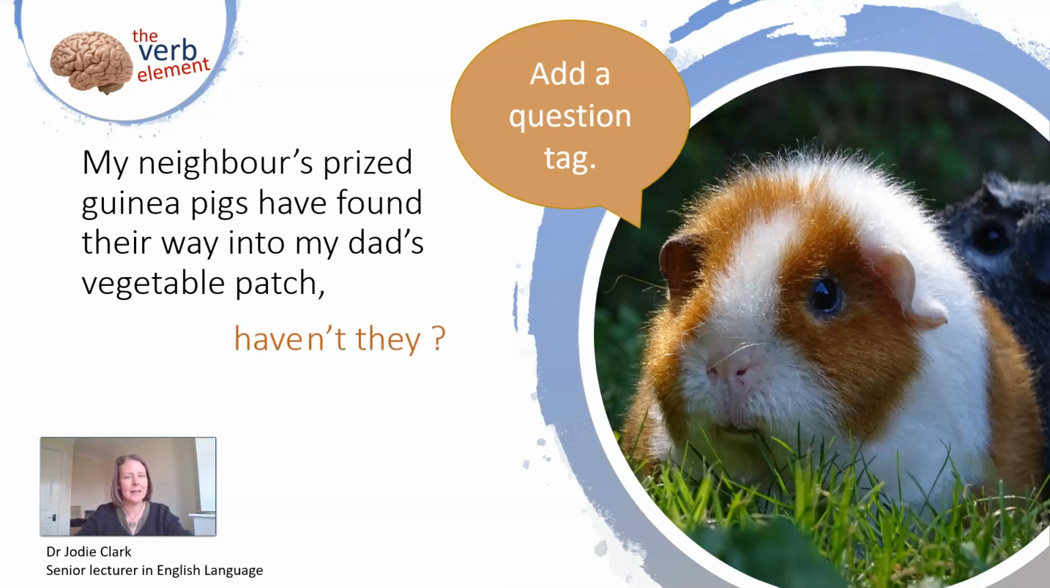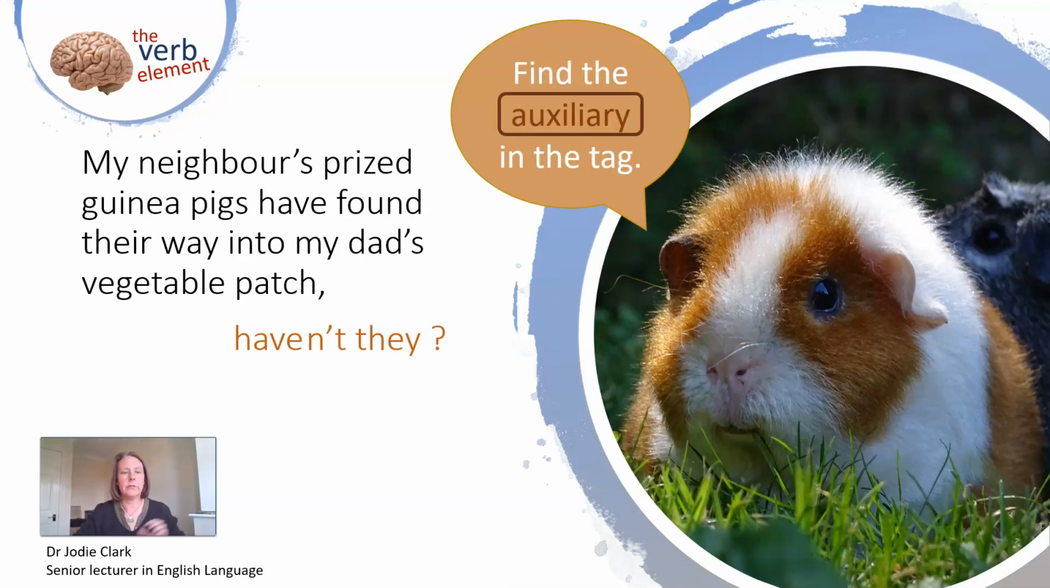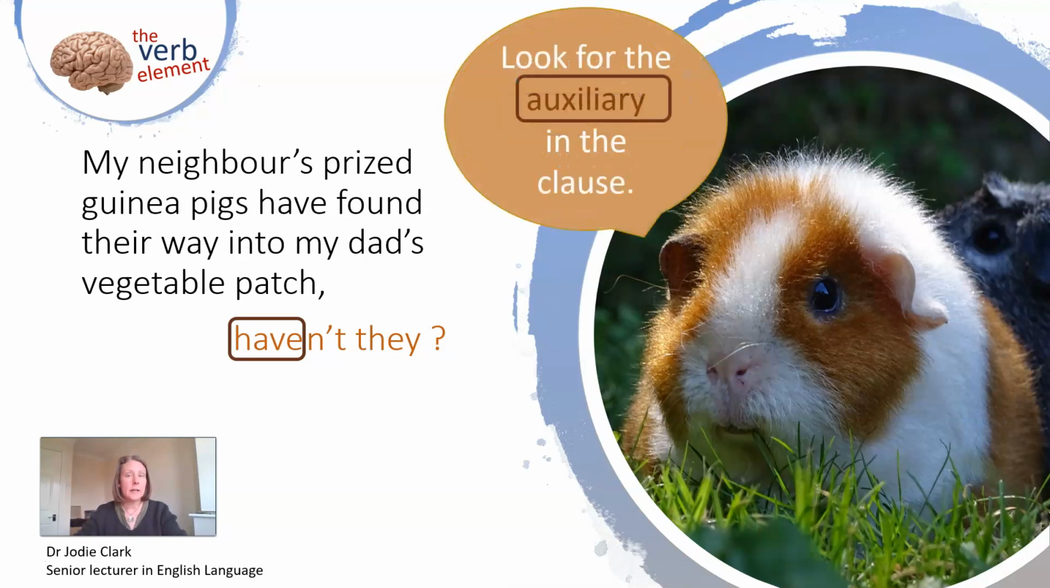Haven't they? And then we say, where's the auxiliary? The auxiliary is the first part of the tag. So we put a little circle around that, which is have. And then we look for that same auxiliary in the clause. So it's going to be the same auxiliary as in the question tag. So we look through, scan it. My neighbor's prized guinea pigs have. There's our auxiliary in the clause.